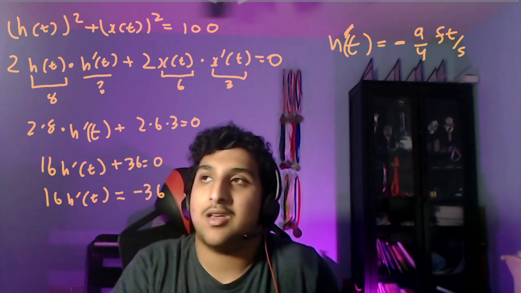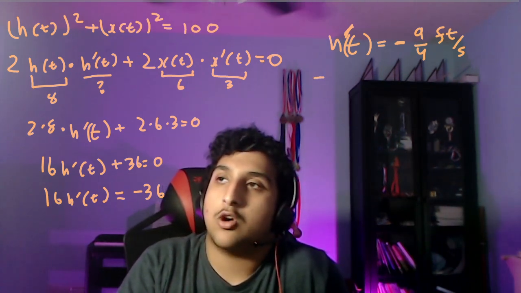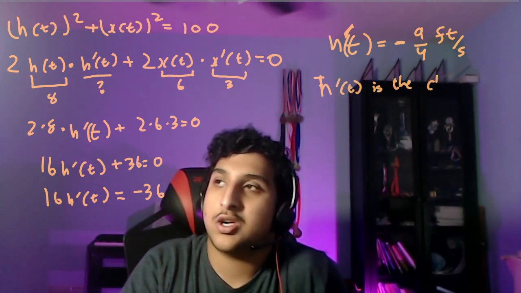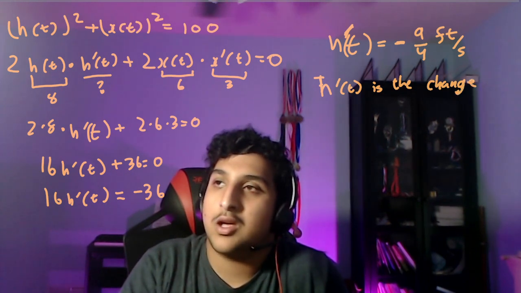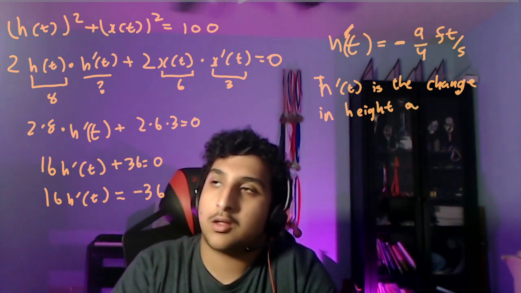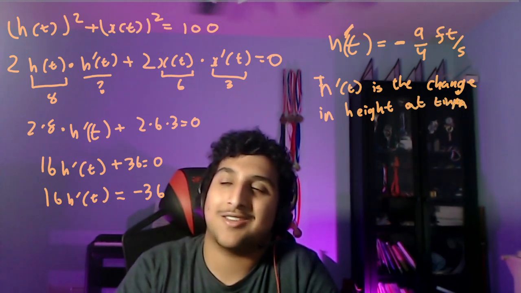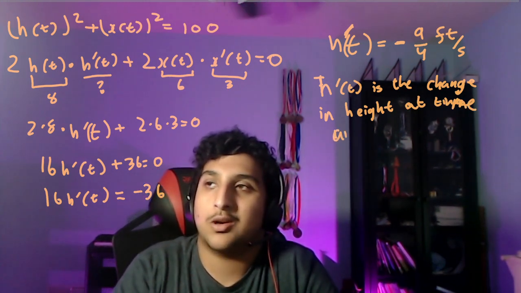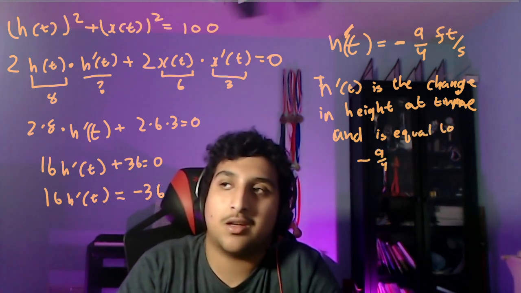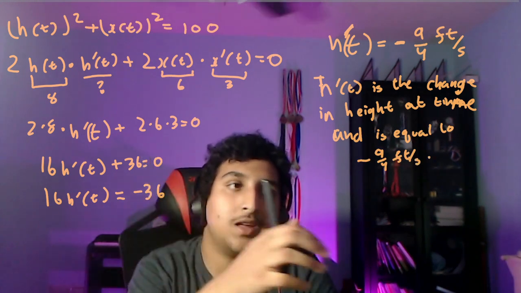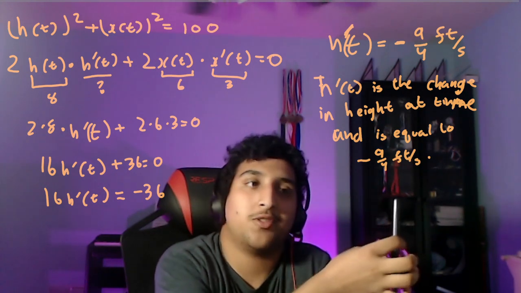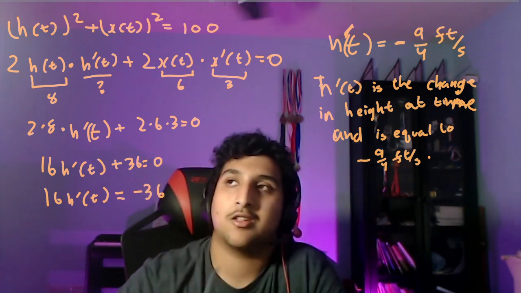Well, the best way to say it is, so h prime of t is the change in height at time t, and is equal to, there's more ways to say this. Like for example, you could say h of t, the height of the ladder, is just decreasing at 9 over 4, which is 2.25 feet per second at time t, right?